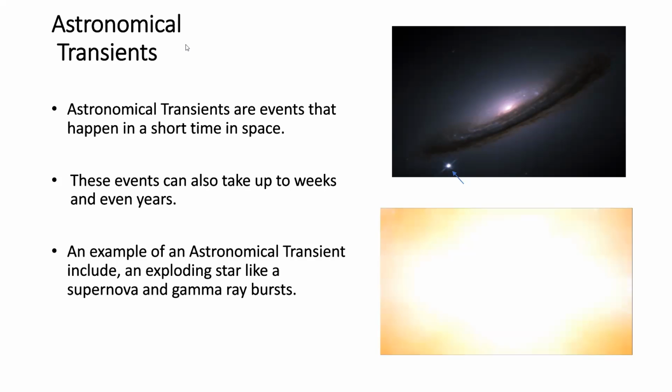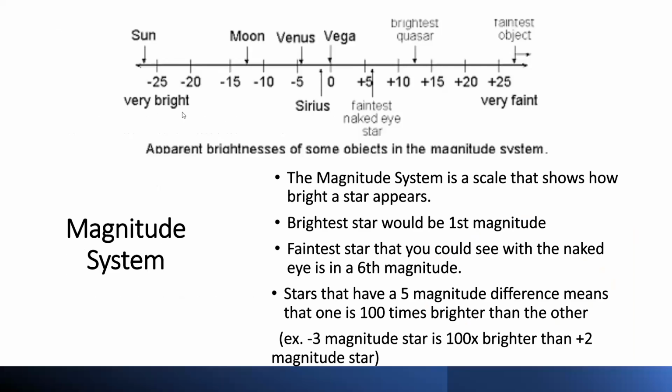The magnitude system. The magnitude system is the scale that shows how bright a star appears. The brightest star would be in the first magnitude, and the faintest star that you could see with your own eyes would be in the sixth magnitude. Stars that have a 5 magnitude difference means that one is 100 times brighter than the other. For example, a -3 magnitude star is 100 times brighter than a +2 magnitude star.